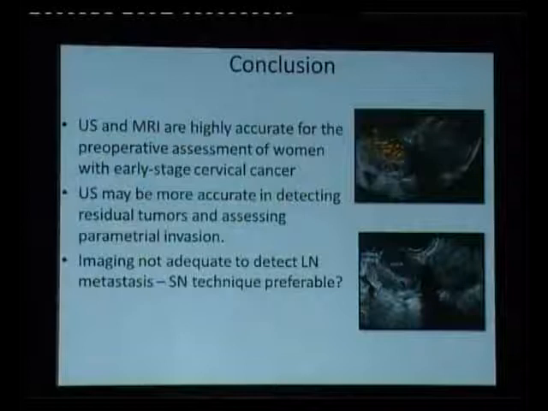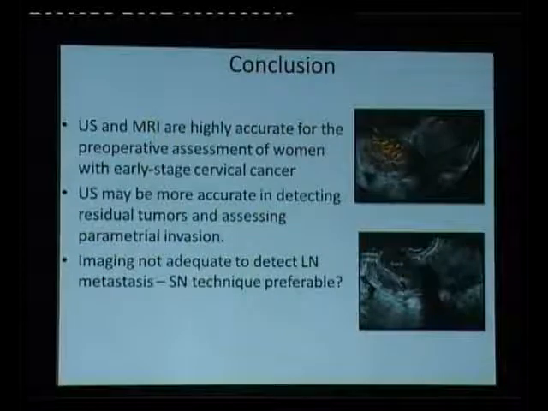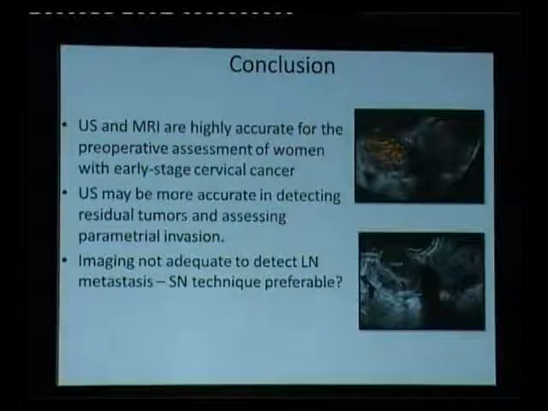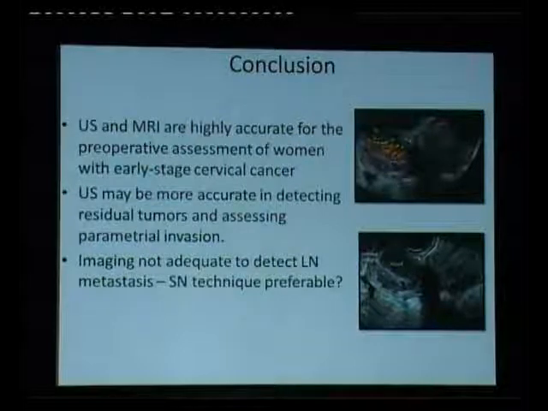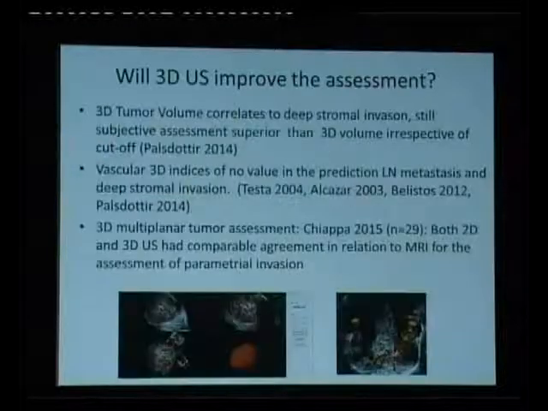So the conclusion here is that ultrasound and MRI are both highly accurate techniques for the preoperative assessment of women with early stage cervical cancer. Ultrasound may still be more accurate in detecting small tumors and in assessing parametrial invasion. And there is today no imaging technique that can adequately detect all lymph node metastases. Perhaps the sentinel node technique is a way forward.